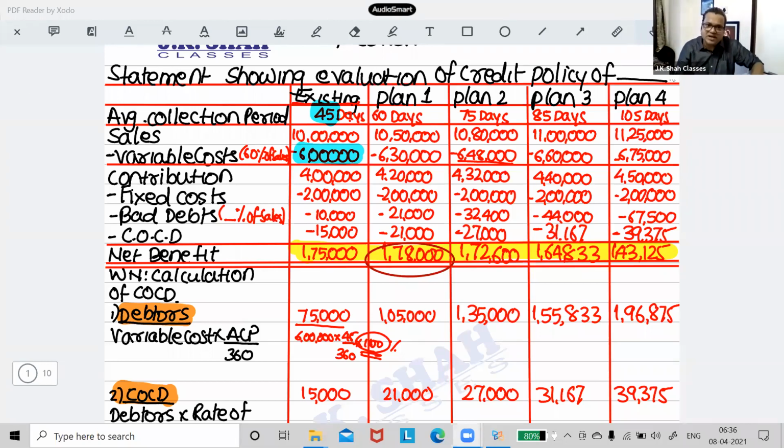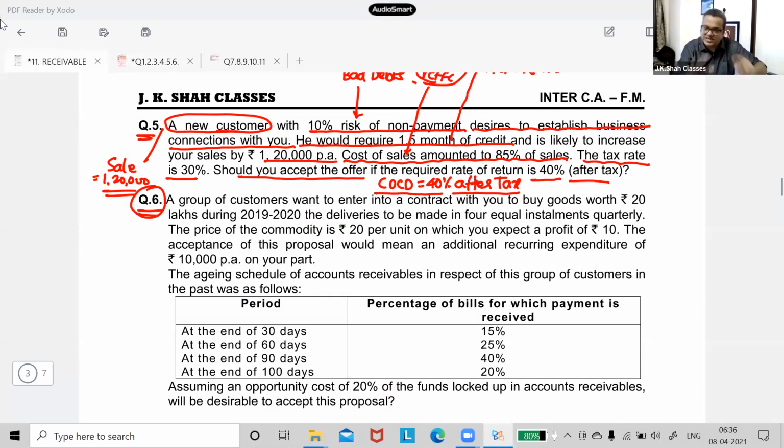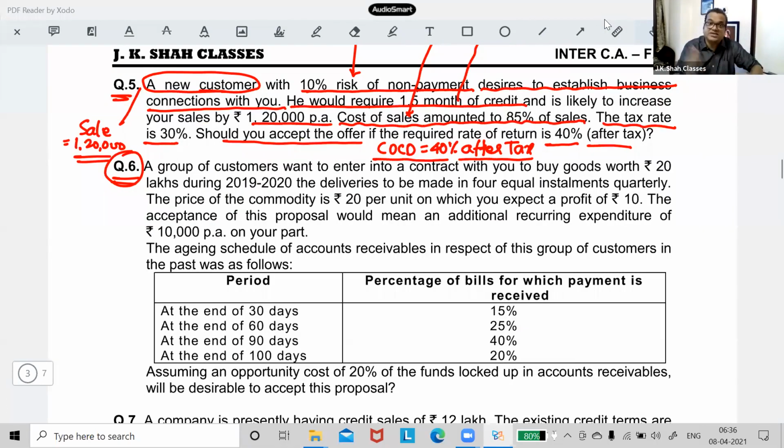So, guys, that is all about question number 6. That's what is going to happen in question number 6. Let's see that. Now that your idea is clear, we can have different credit to different groups of customers within the same plan. So let's read it. A group of customers want to enter into a contract with you to buy goods worth rupees 20 lakhs. The delivery, okay. One more statement, guys.